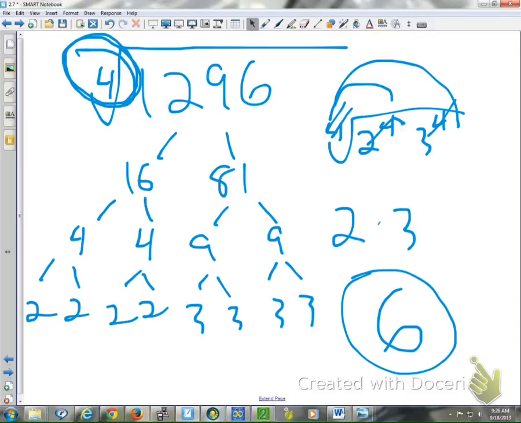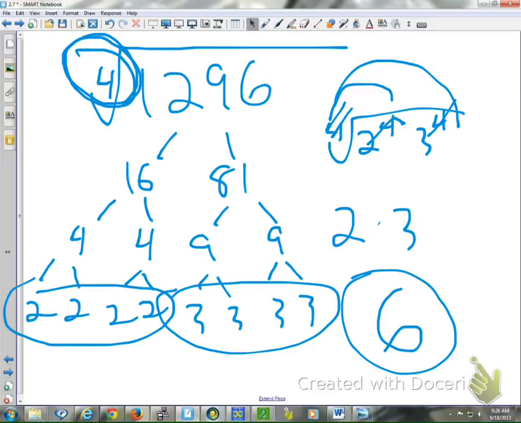You factor it and you look for things that have that same number. And then if they occur that many times, you can take them out of the root.